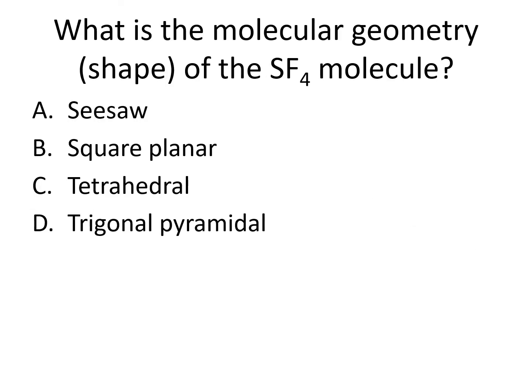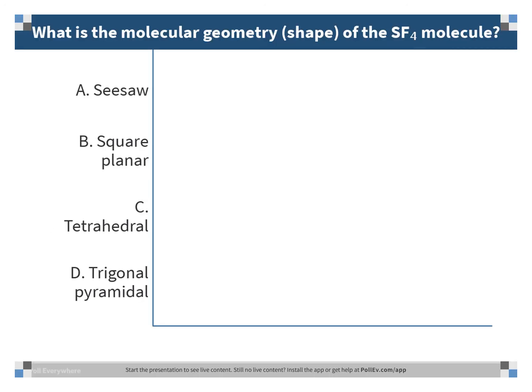What is the molecular geometry of the SF4 molecule? Is it A, seesaw, B, square planar, C, tetrahedral, or D, trigonal pyramidal? The correct answer is A, seesaw. To answer this question, first you are going to need to draw the correct Lewis structure. The question won't always say, draw the Lewis structure, but you'll need to know to do it anyway.